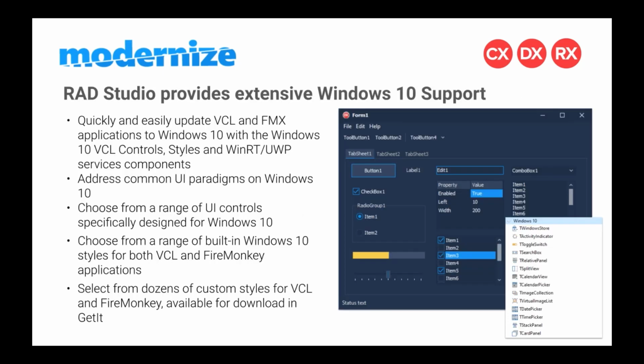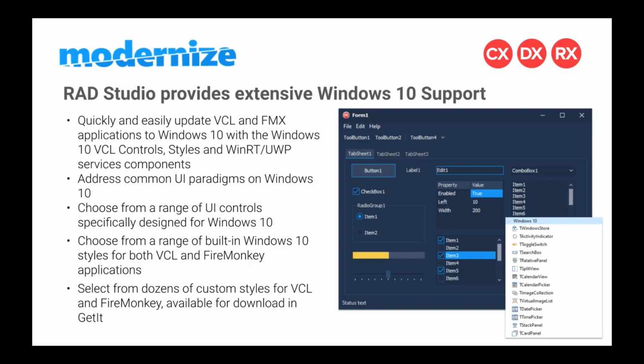Now, RAD Studio provides extensive Windows 10 support, and this includes the ability to easily update existing VCL and FireMonkey applications to Windows 10 with a range of built-in Windows 10 themes. You can also select and download more through GetIt, Windows 10 VCL controls, and WinRT UWP services components, such as the ability to provide local push notification support in your applications, for example. RAD Studio also makes it easy for you to address common UI paradigms on Windows 10, and you can choose from a range of UI controls that were specifically designed for Windows 10, and I'm going to go into some details on those in just a couple of minutes.